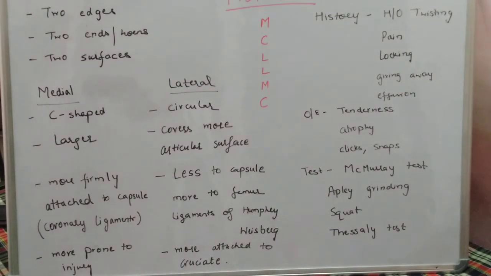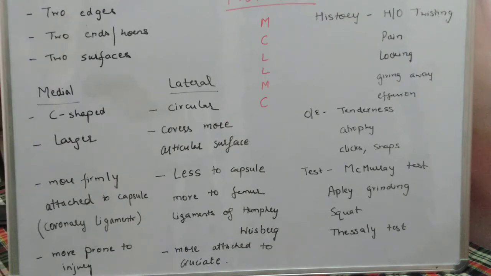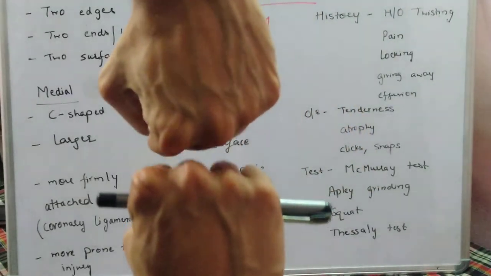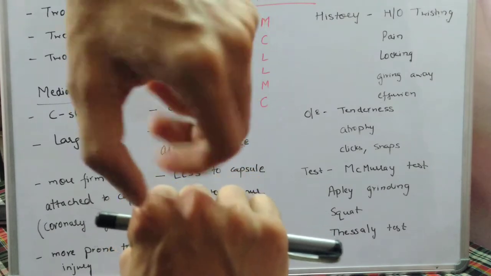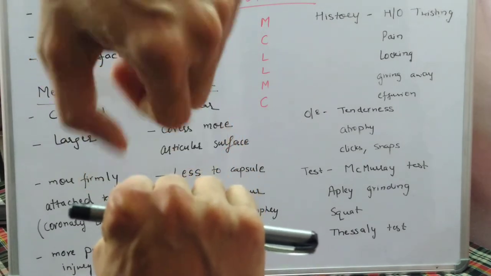Now talking about the mechanism of injury, how the meniscus will get injured. We know that it is a rotation mechanism through which the meniscus gets injured, because it gets caught between the femur and the tibia. Superiorly we have the femur here and inferiorly we have the tibia here. As we know, the posterior horn is the larger horn and it is more prone to injury.